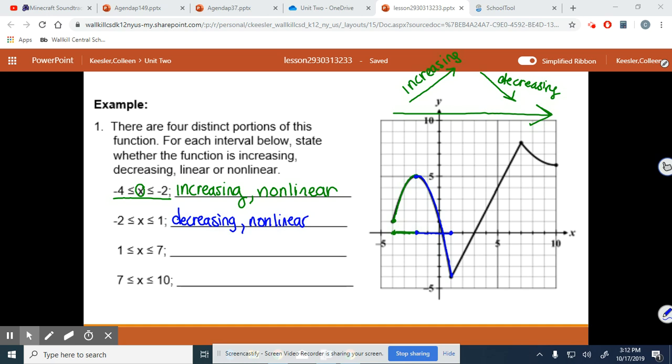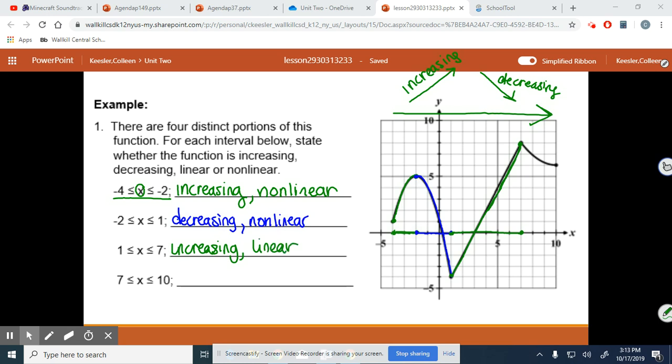Then 1 to 7 is here to here, which is this segment here. And now from left to right, that is going up, so it's increasing. And it is straight, so it is linear.